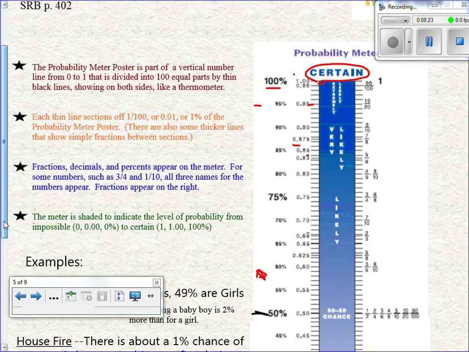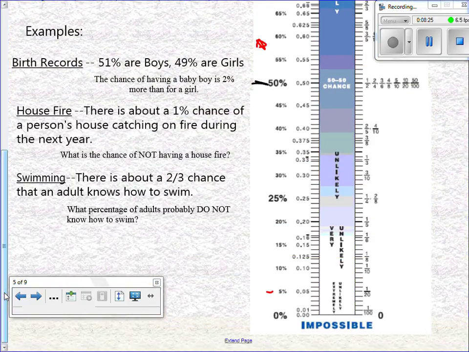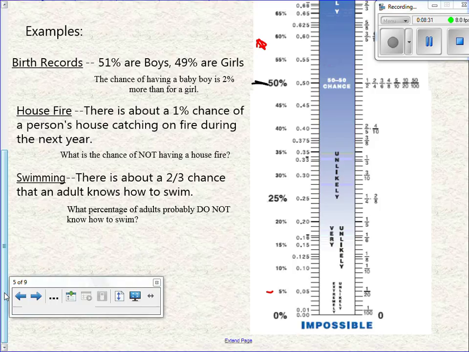Let's take a look at another example here. Swimming. There's about a 2/3 chance that an adult knows how to swim, okay? Luckily, I know how to swim, but there's plenty of adults out there that didn't have swimming lessons, so they don't know how to swim. So what percentage of adults probably do not know how to swim? That'd be 1/3 don't know how to swim because 2/3 can. So if I'm looking here, 1/3, you see how on the right side we have fractions, so your answer would be unlikely. The scale should help you out a little bit tomorrow when you're working on your assignment.